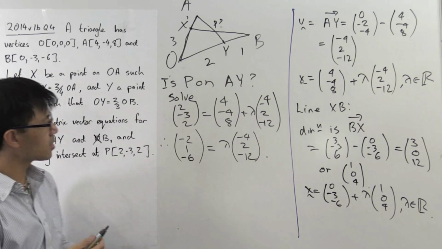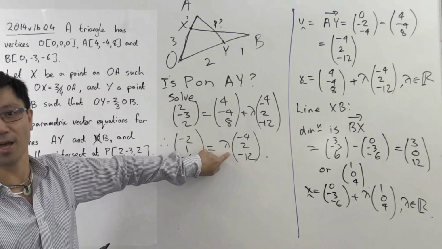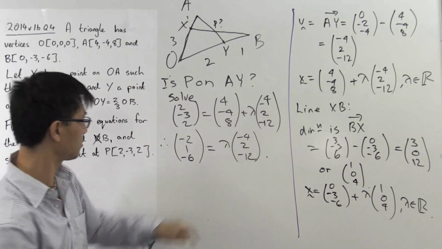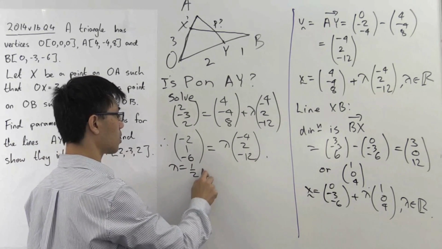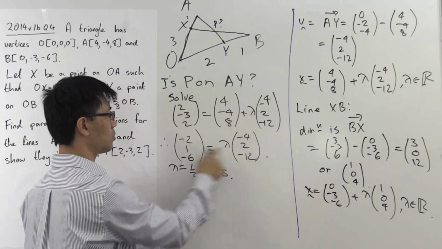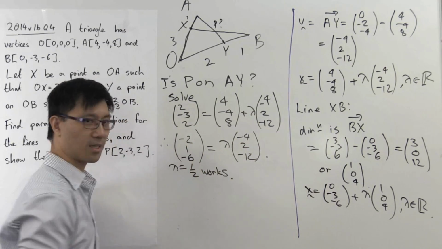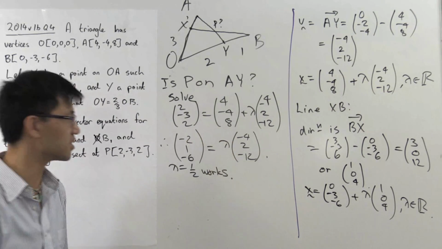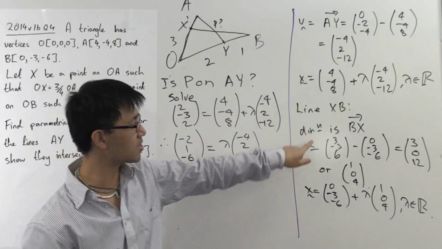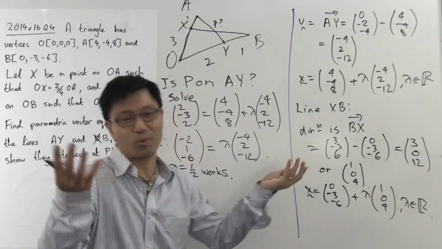And can we solve for this? Well, you have to find the lambda, solving for lambda here. And it looks to me like lambda equals half. Lambda equals half works. Okay, half of -4 is -2, half of 2 is 1, half of -12 is -6. So you can just eyeball that one and see that straight away. Okay, so at least P is on this line, okay? And let's just see whether it's on this line as well, and then we'll have our answer.